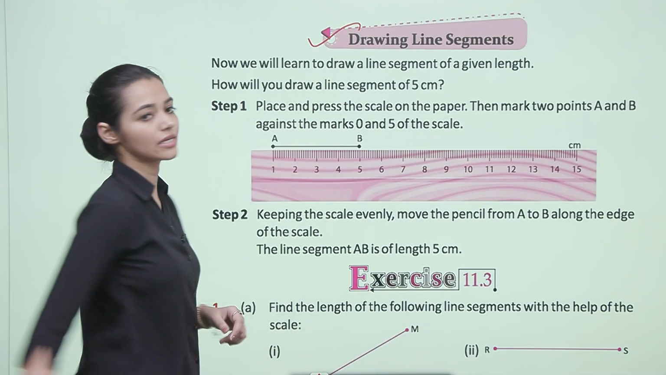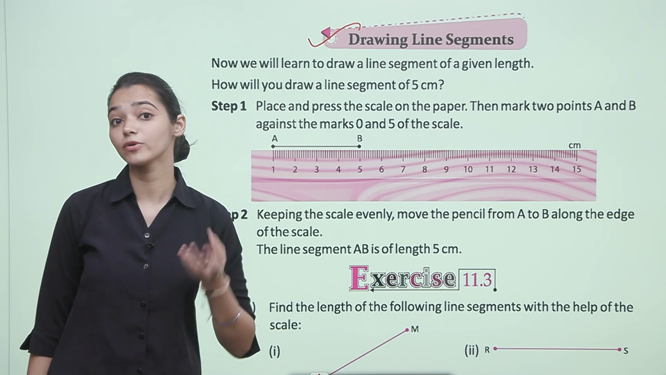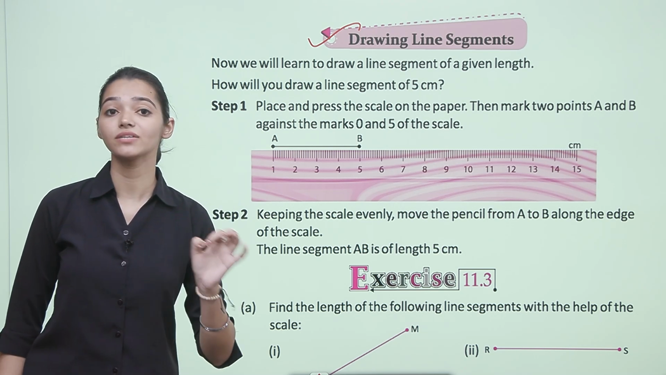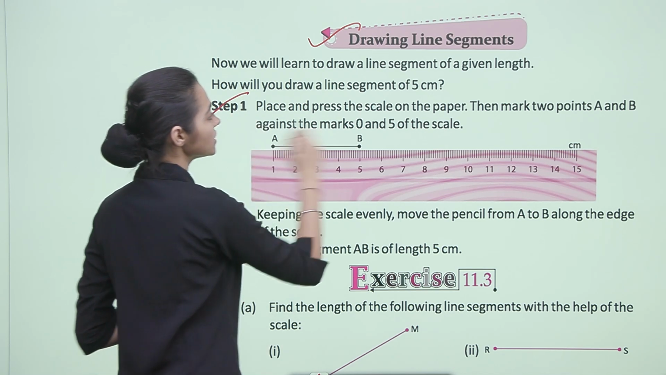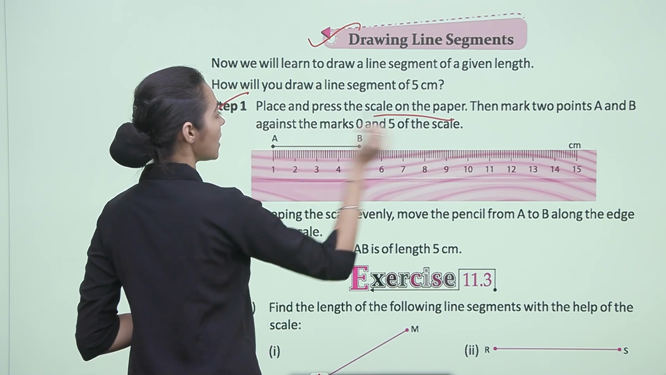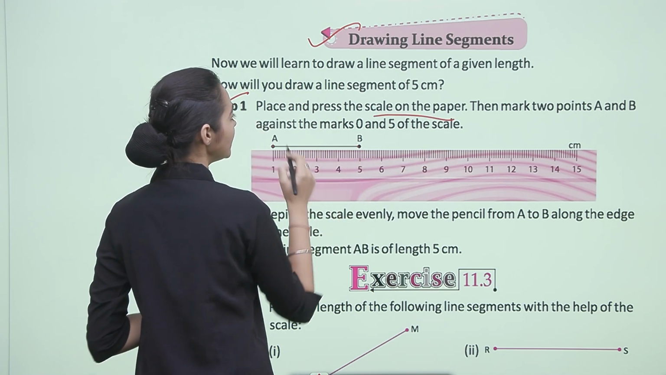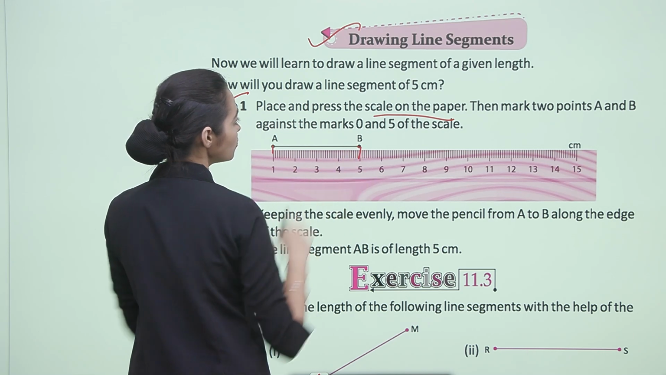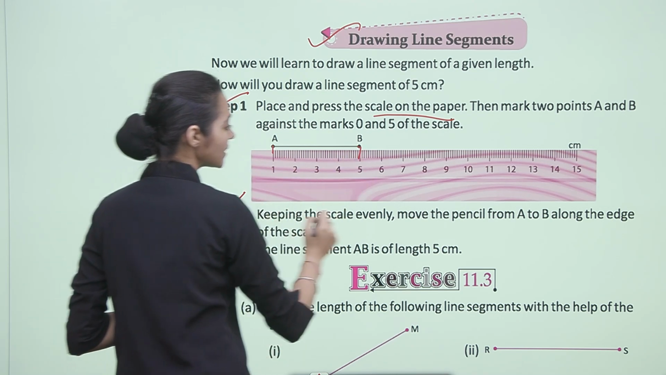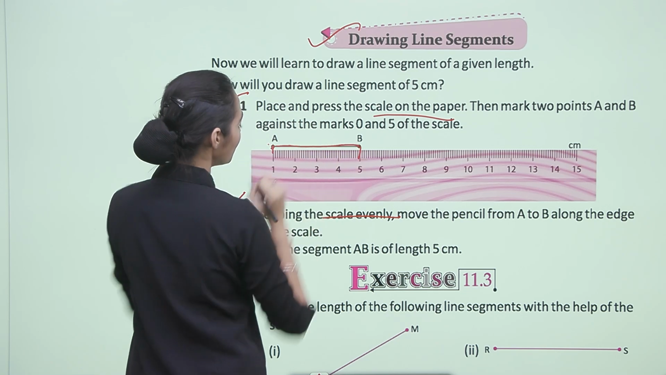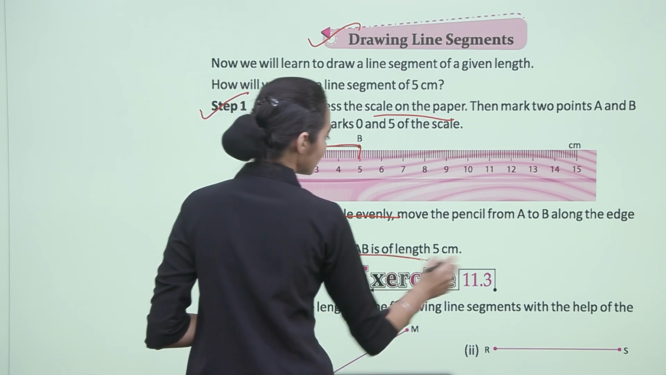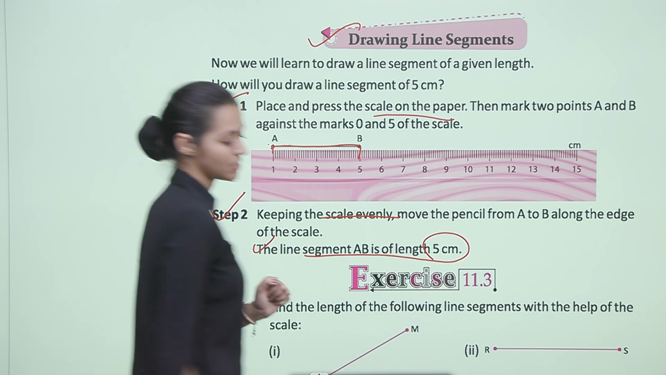Now drawing a line segment. Now we will learn how to draw a line segment of a given length. Here we have to draw a line segment of 5 centimeter. Firstly, we will press the scale on the paper, then we will mark the 2 points A and B from 0 to 5 of the scale. Then keeping the scale steady, we will move the pencil from A to B. Now the line segment AB is of length 5 centimeter.